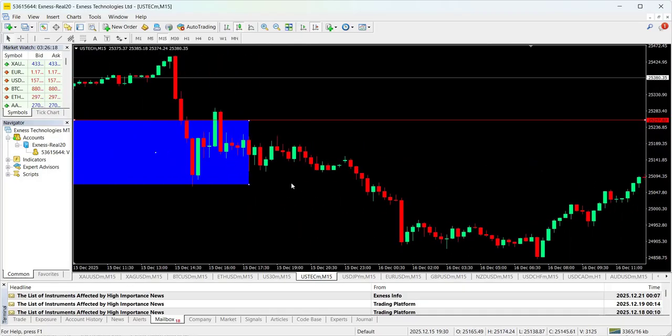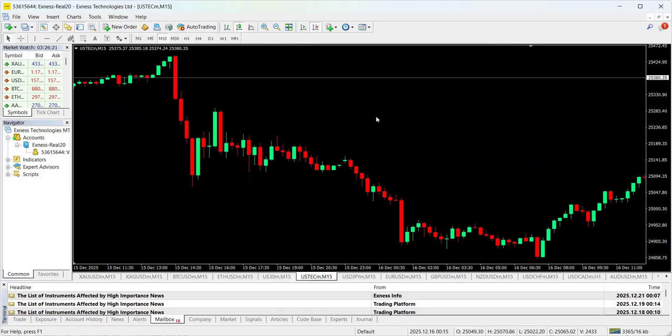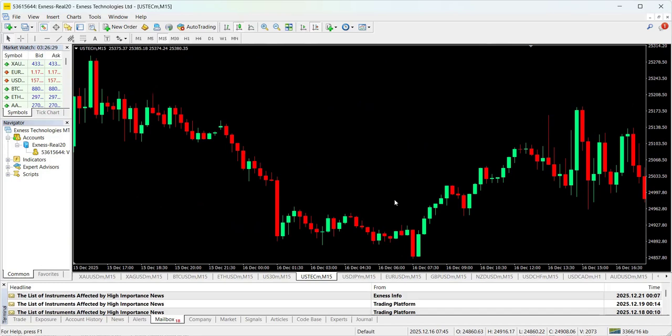Now let's look at this again. You see, it kept moving up. We have a clear trend here. Down, up, down, up, down. So if there is going to be a change of character, where is it going to be? It's going to be around here. All right. Because this market moved down, moved up, moved down here.